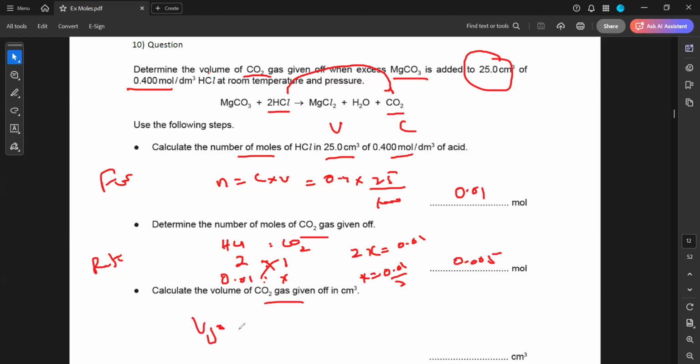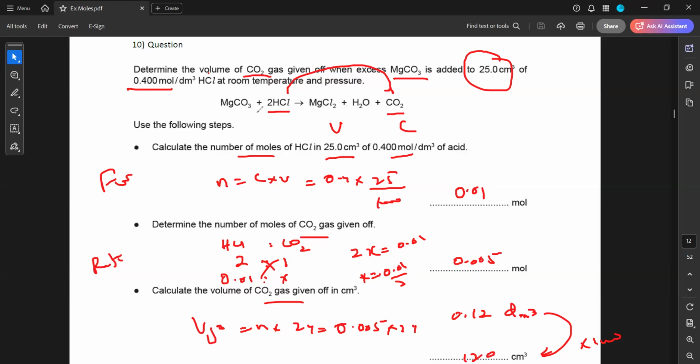If you need the volume of a gas, it's moles multiplied by 24. So 0.005 multiplied by 24 will get 0.12 decimeter cube. But we want it in cm cube, so we multiply by 1000. That's 0.12 decimeter cube, we multiply by 1000, so it will become 120 centimeter cube.